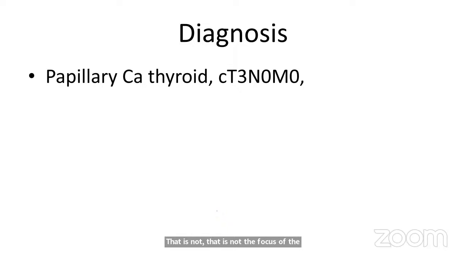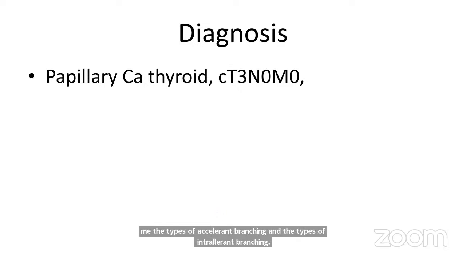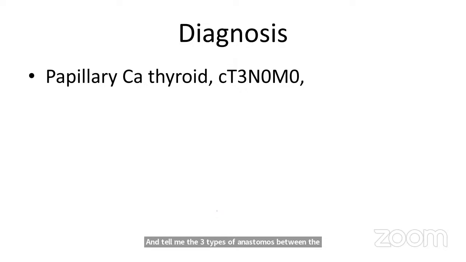How do you classify? There are three. So you have to look at extralaryngeal branching and intralaryngeal branching. Okay, there are two different things. Tell me the types of extralaryngeal branching and the types of intralaryngeal branching. And tell me the three types of anastomosis between the RLN and SLN.